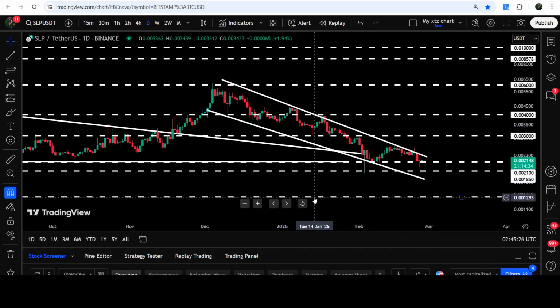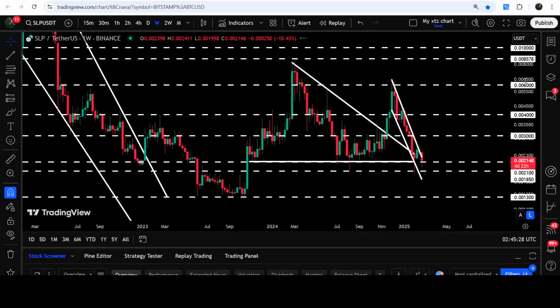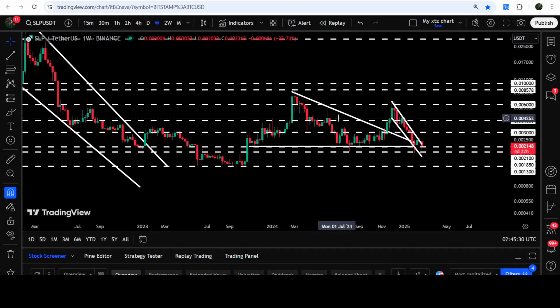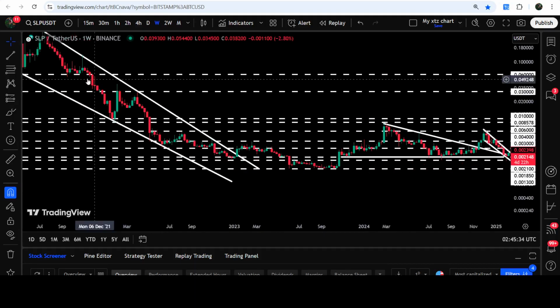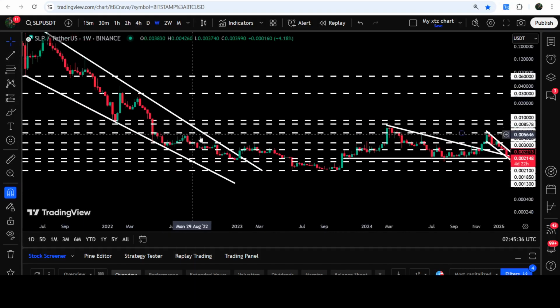And in today's video, we will once again analyze this move. I would also like to show you once again this breakout from this descending triangle. And we will also take a look at the breakout from this previous big and long-term falling wedge pattern as well.